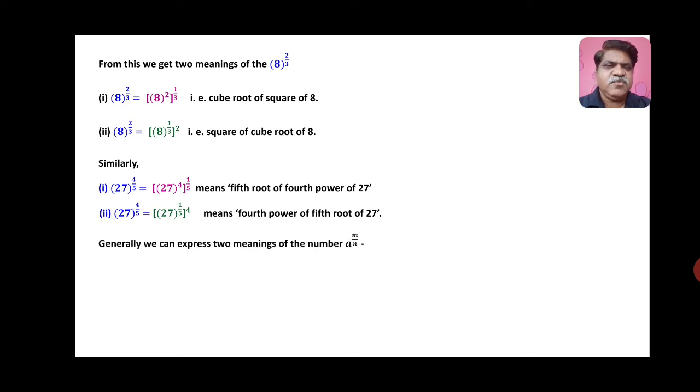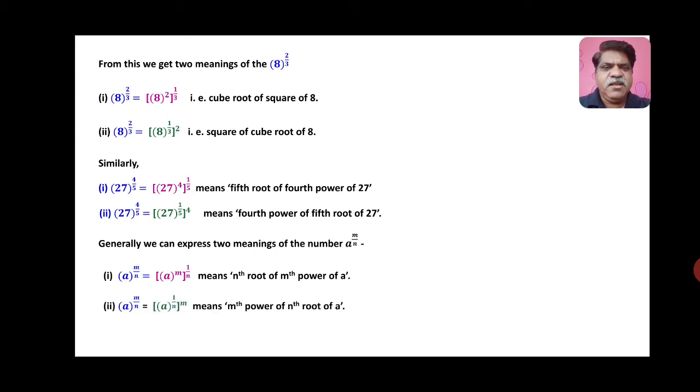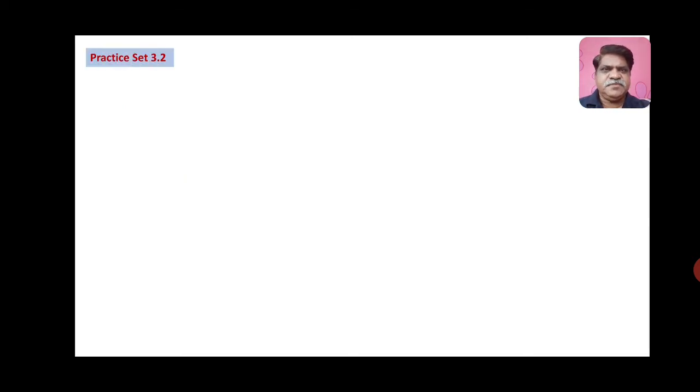So generally we can express two meanings of the number a raised to m upon n. First, a raised to m upon n is equal to (a raised to m) raised to 1 upon n, meaning the nth root of the mth power of a. Or a raised to m upon n can also be written as (a raised to 1 upon n) raised to m, meaning the mth power of the nth root of a. So friends, let us start with practice set 3.2.